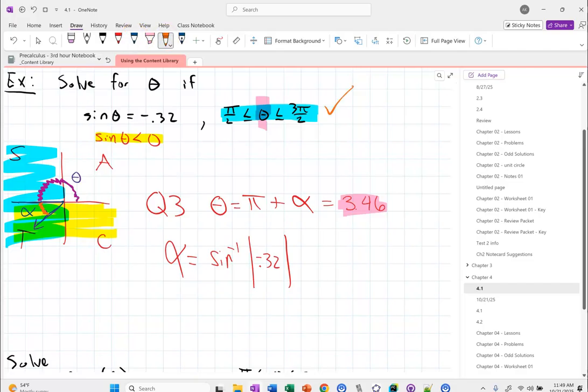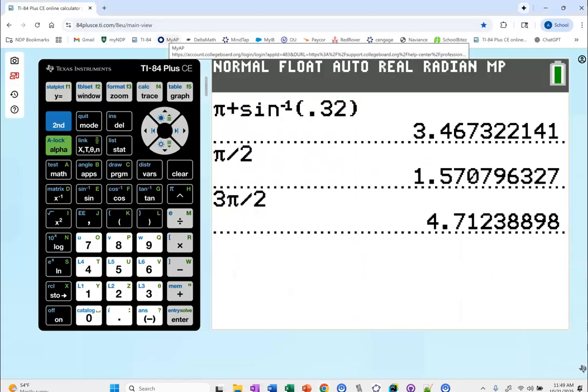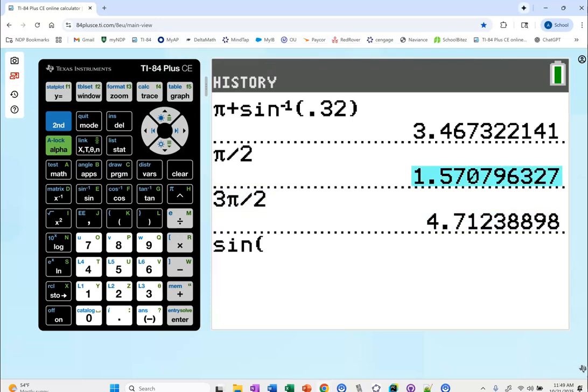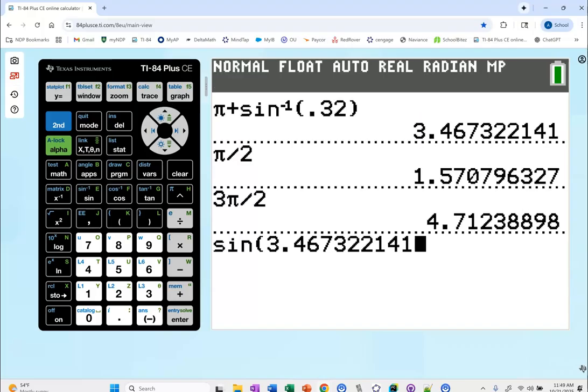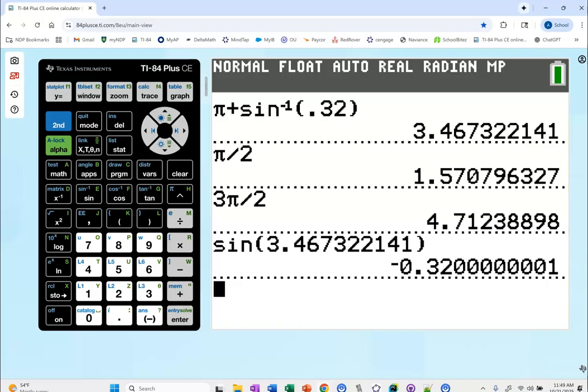The other part is, does theta satisfy our original equation? If I do sine of 3.46, do I get negative 0.32? Let's check. So I'm going to do sine of, and then I'm going to just go back up and grab that answer so I don't have to worry about the decimals, and press enter. Is that close enough for you guys? Close enough for me, right? That checks.